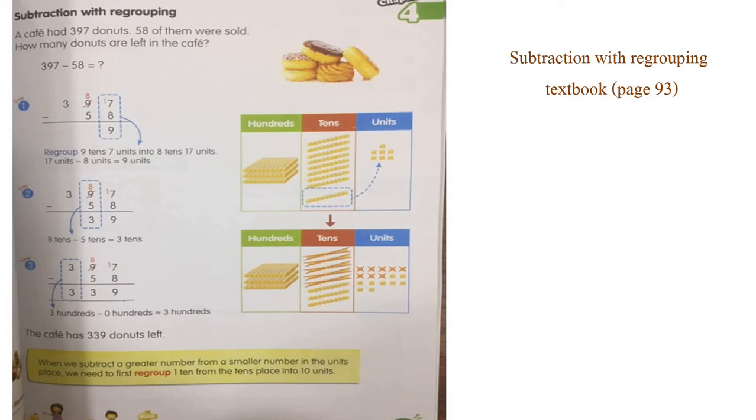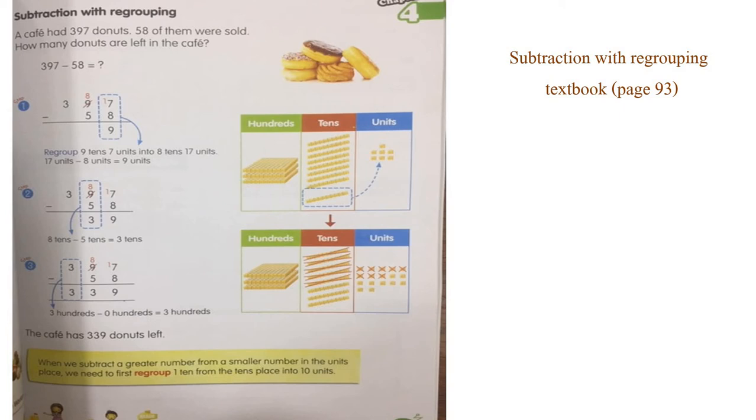Hello everyone. We will complete our lesson about subtraction, but we will talk about subtraction with regrouping, or with carrying. You will find it in your textbook page 93, and we will explain more what the meaning of subtraction with regrouping is. Now open your textbook page 93 and just follow with me.